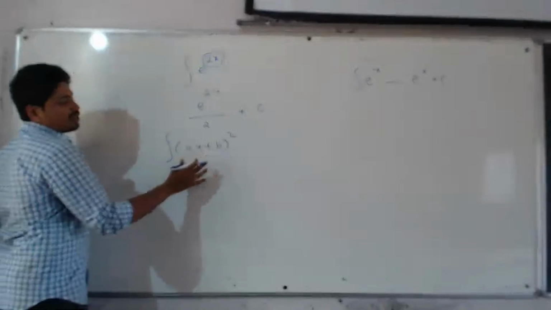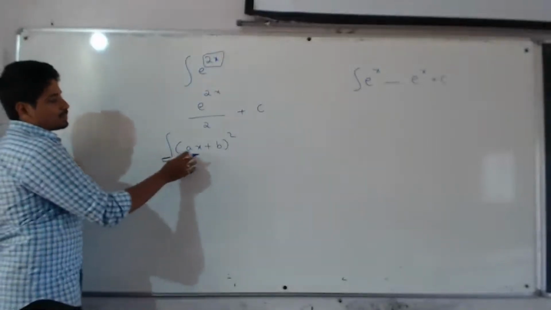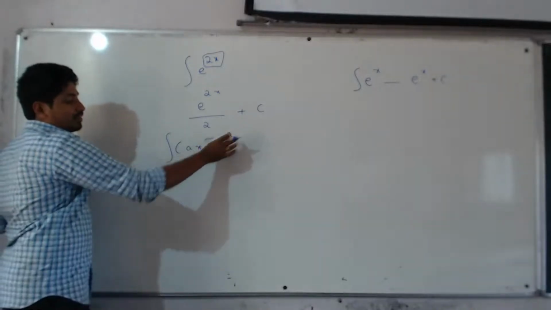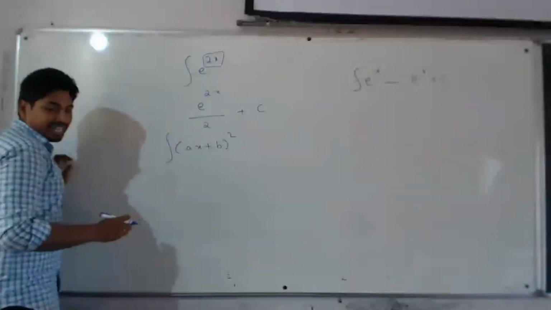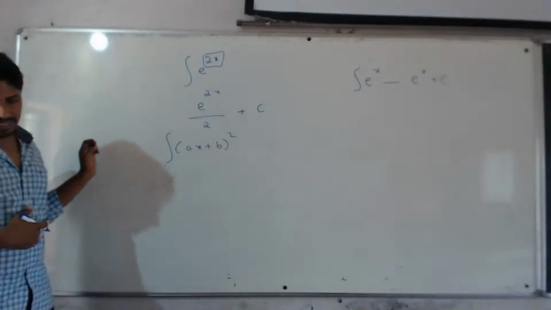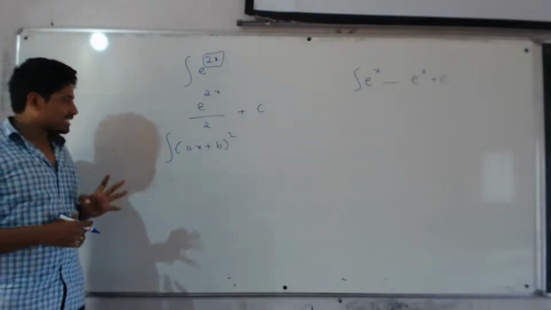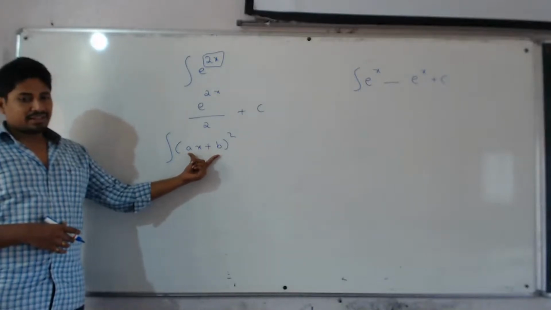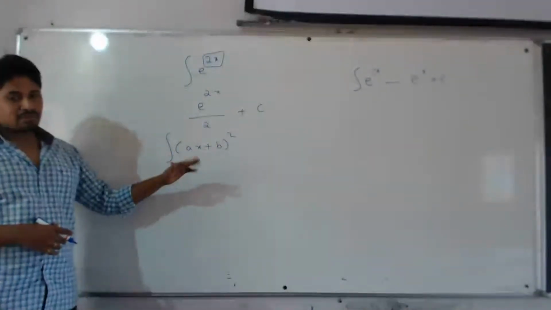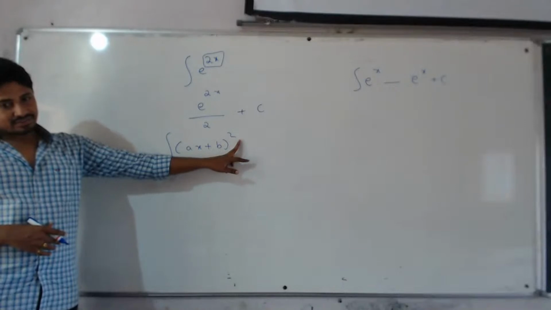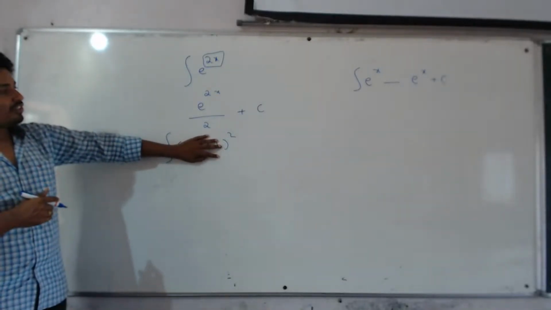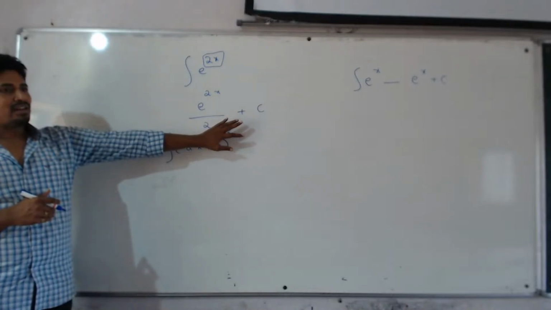We can solve this in two ways. One by expanding. By expanding a plus b whole square, we get three terms, and we can integrate individually. That is the one way. And the second way is, if you consider the whole thing as x, it will be of the form x power 2.